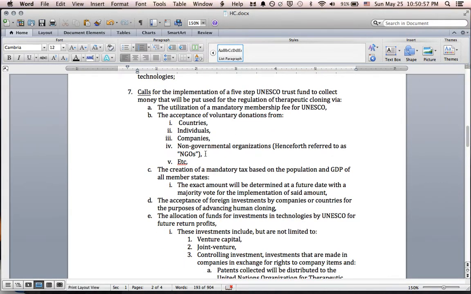What this one is talking about is how to collect money. And as you probably know, collecting money is very difficult to achieve through just one short phrase. So we divide it up into operative clauses A, B, I, and subclauses, and so on. All of these are details as to how you're going to accomplish a set operative clause. So operative clause 7 is the implementation of a monetary system to help fund other operative clauses, which will be directed towards how to regulate human cloning in general.